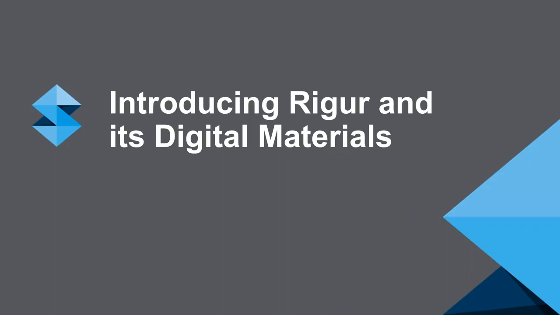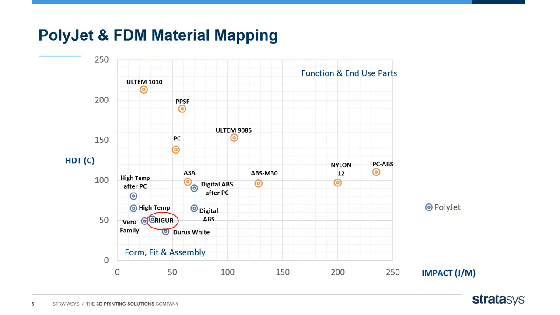As mentioned, let's start with rigor and its digital materials. This graph you see is the PolyJet and FDM material mapping. A few of you, or most of you, maybe know this already. You can see here rigor in the middle of the PolyJet materials, these blue circles, with a mapping of the HDT and the impact strengths in comparison to the other PolyJet materials and in comparison with the FDM materials.